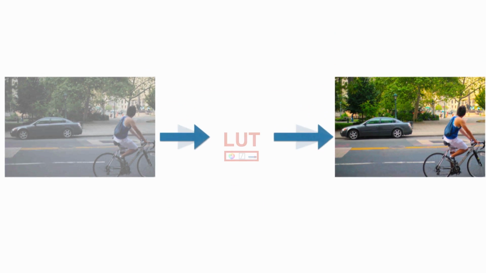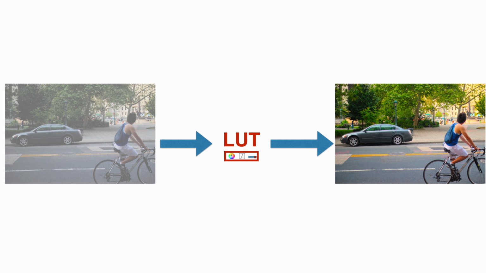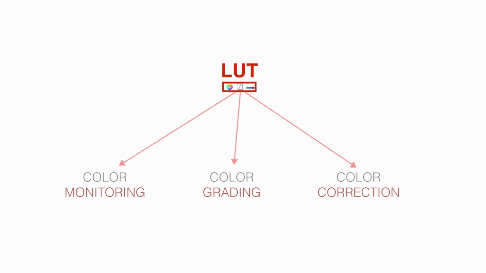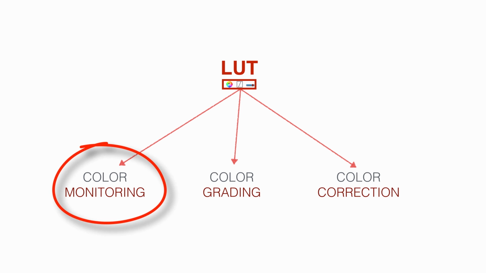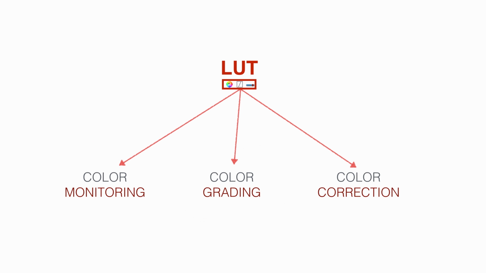So now you ended up transforming your image to its final state through the use of a LUT. How can we benefit from this LUT? How can we use it? LUTs have three main uses: color correction, color monitoring, and color grading. Let's take a look at each.